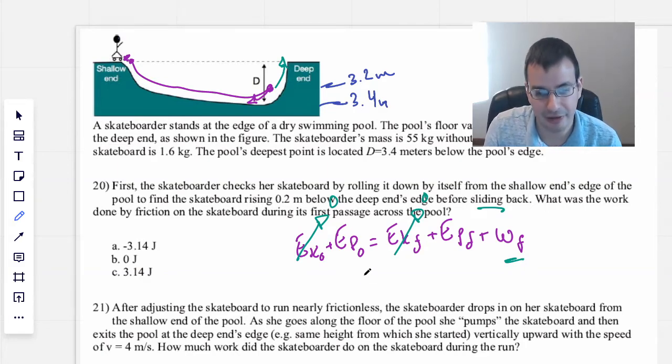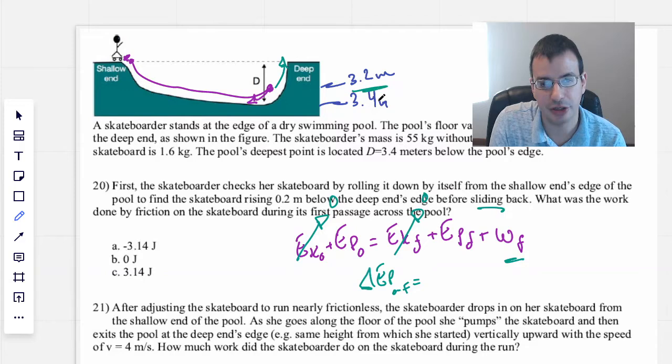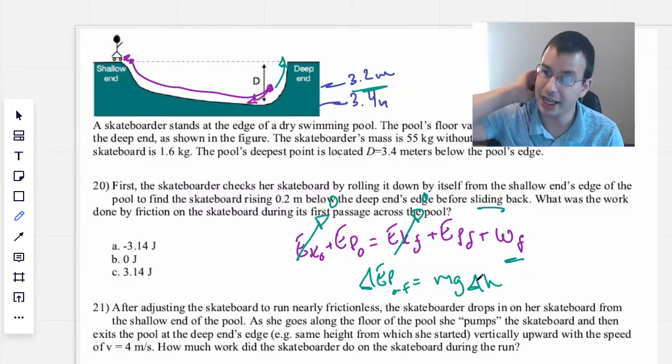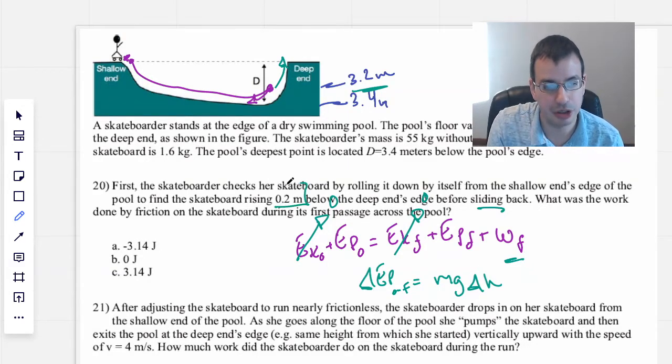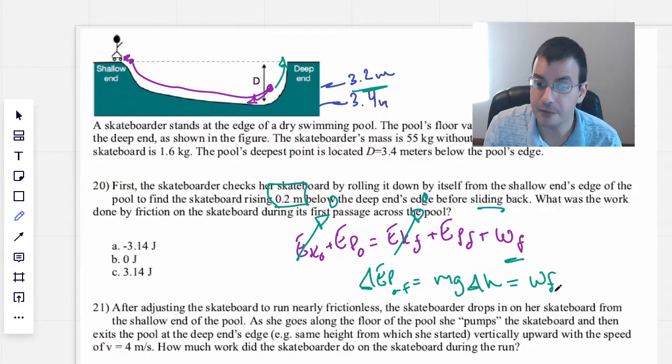And then we'll have the difference in energy potential. This will be initial minus final. Well, we know that that's going to be mass times gravity times delta height, so energy potential will be mgh. When you find the difference in mgh, the mass and the gravity stay the same, but the height is different. And we know this delta h is the 0.2 that was discussed right here. And so we move that over there, and this will equal work due to friction.